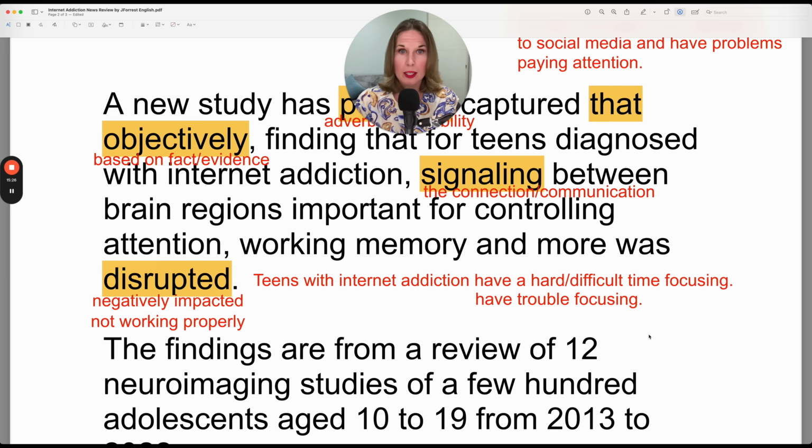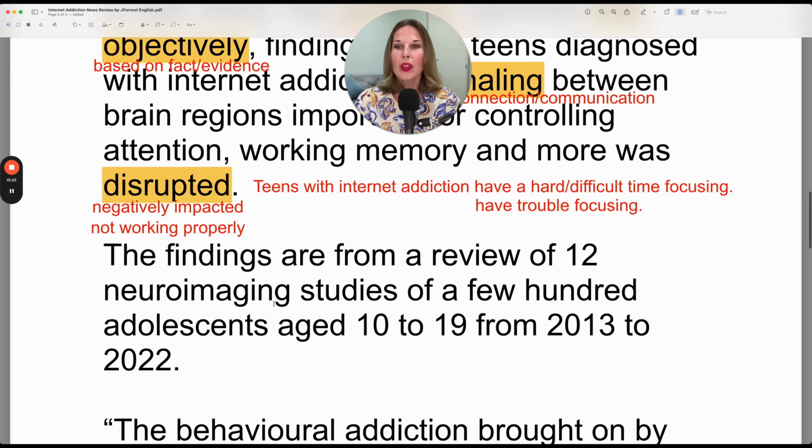That's a gerund expression. Now you could also use have trouble, and then you use the gerund. So teens with internet addiction have trouble focusing. So both of these are very common gerund expressions that you can start using today.